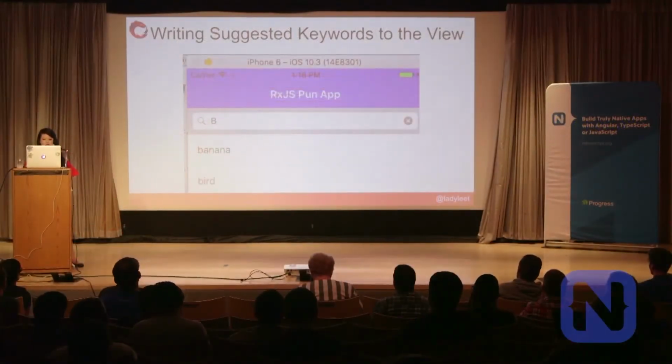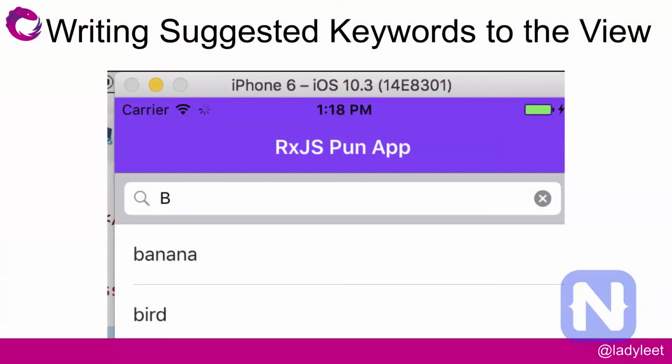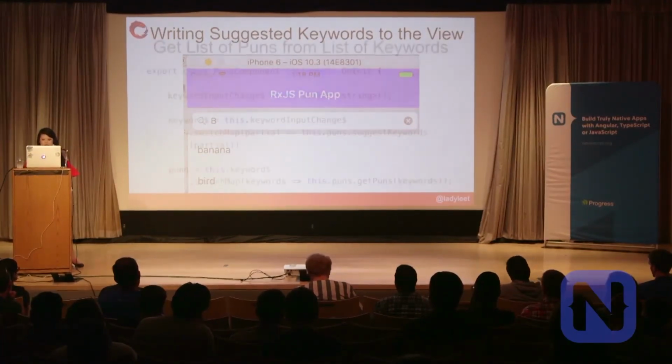Now when the user types in something, we're getting an observable of text input changes called keyword input changes. Then we're subscribing to keyword input changes using switch map. We're taking that set of text input changes, going to our pun service, calling a method called suggested keywords, and it's giving us back an observable of keywords that might match those text input changes. After we get the keywords observable, we're subscribing to it using the pipe async, iterating over the data with a for each, and writing it out to our view. If I type in B, you'll see that there are two results, banana and bird.